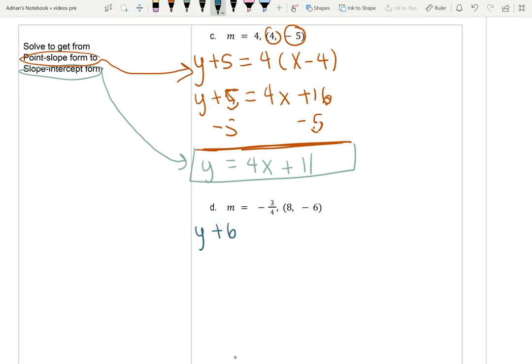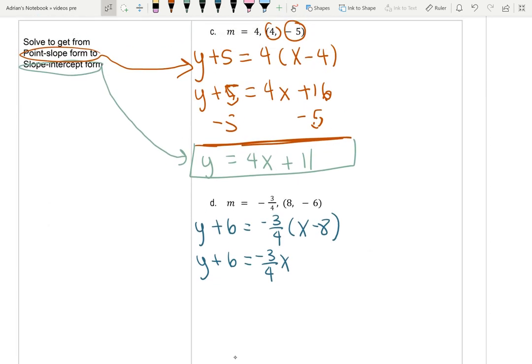So I have y plus 6 equals negative 3/4, and then in parentheses, x minus 8. So then I get y plus 6 equals negative 3/4 x. Remember, if you're dealing with these fractions here and you don't know how to multiply fractions, that's okay. Just go ahead and grab your calculator. And remember, that's the ABC button. So in your calculator here, you could type in negative 3 and then the ABC button, which would give you that comma looking thing, and then 4, and then times negative 8.